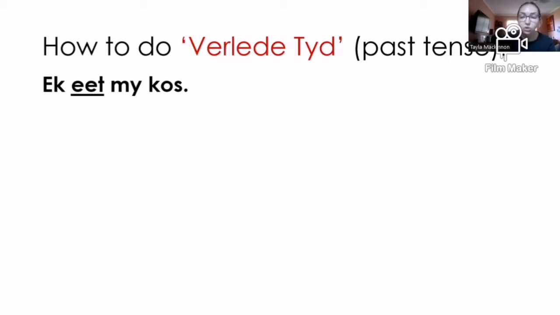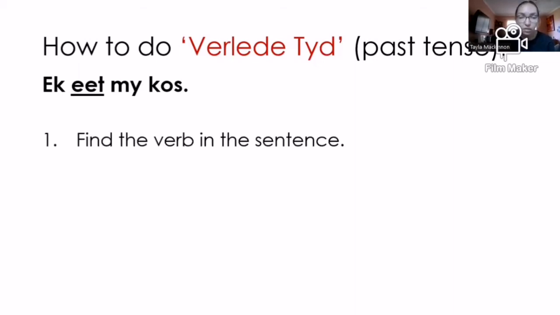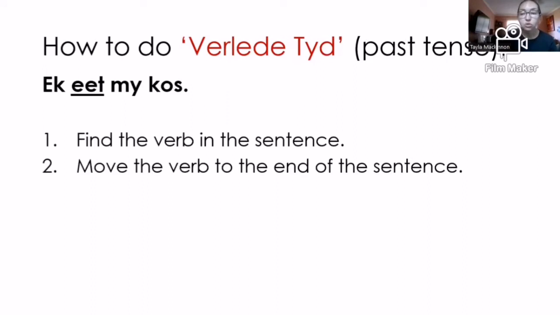Right, now I'm going to teach you how to do verlede tyd, past tense. The very first thing we need to do when we have a normal sentence is we need to find the verb in the sentence. As you can see, I have underlined my verb. Ek eet my kos. I eat my food. What are you doing? You are eating. So your verb is eat. The very next thing that you need to do is you need to move your verb to the end of your sentence. So you take your verb, eat, and you put it at the end of the sentence. So right now, your sentence should be looking like ek something my kos eet, right?